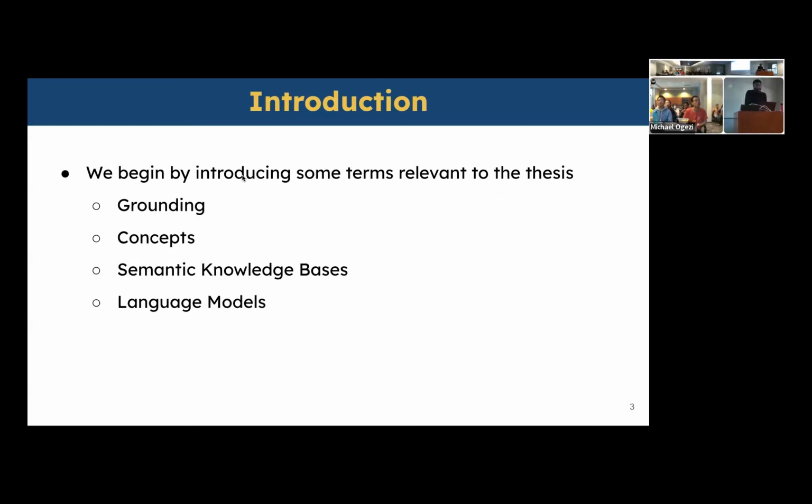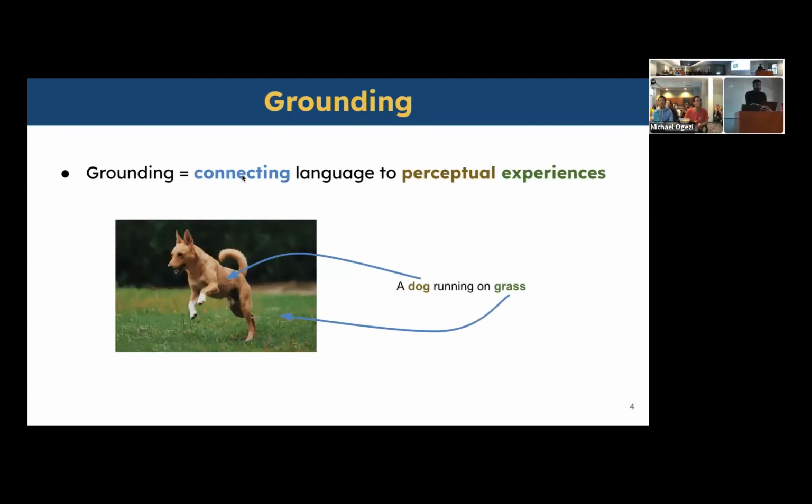We're going to be talking about things relevant to grounding, concepts, semantic knowledge bases, and language models. So what is grounding? Grounding simply means connecting language to perceptual experiences. And in this image here, we can see that we are trying to connect the word dog to the perceptual experience of the dog that you can see in that picture. And we are doing the same thing for grass.